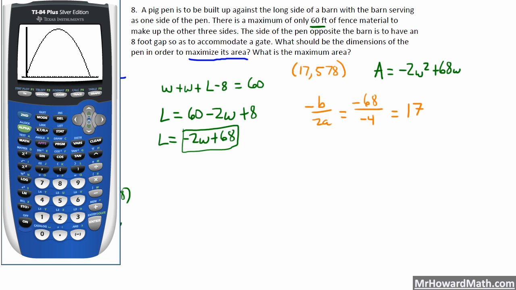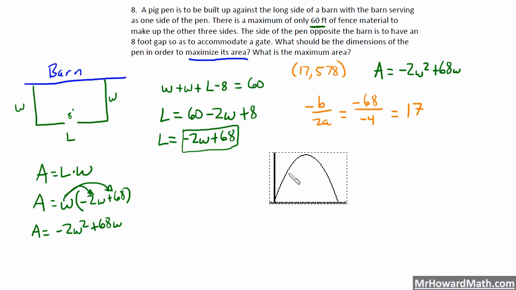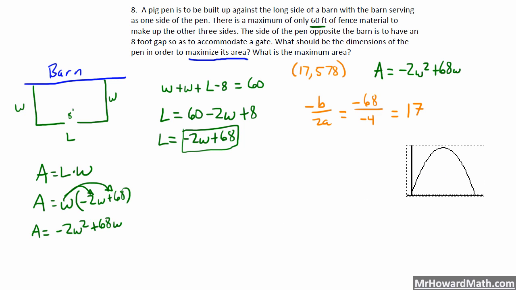Bring this over. We already found our vertex, which is the most important part, but I am bringing the graph over so that you understand what we're doing there. So our vertex was this right here, 17, 578. And this is feet of fence, right? We were in feet, so this is our width, and that was in feet. And this is our area, and that would be in square feet. Okay, so our maximum area, which is what it actually wanted, is 578.